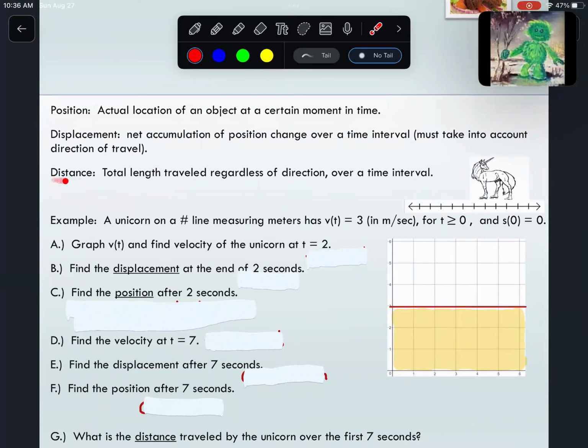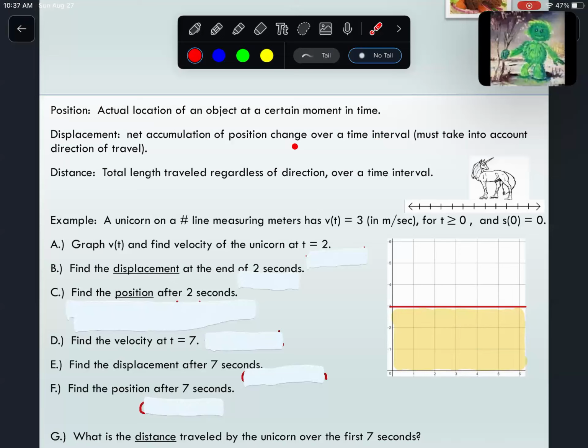In fact, I'm going to throw in another word, distance. Position, displacement, distance. These are three things that are very closely related to each other, but they're not exactly the same. So we want to keep it straight which is which. Position is where I'm actually located. Displacement is a net accumulation. How much did my position change over a certain time interval?